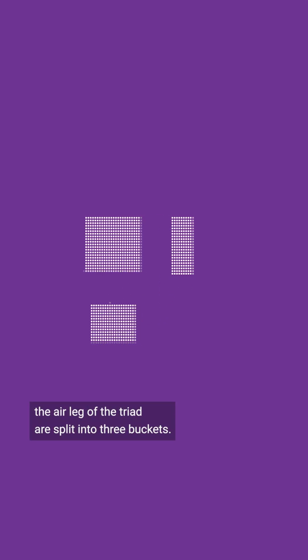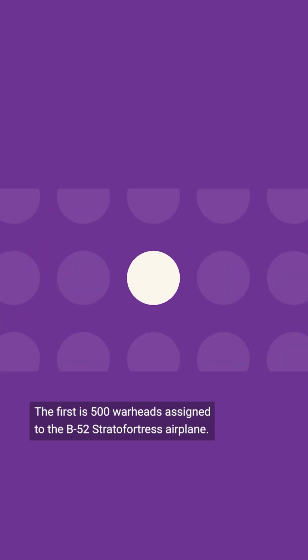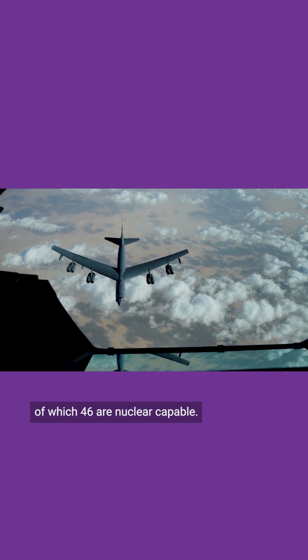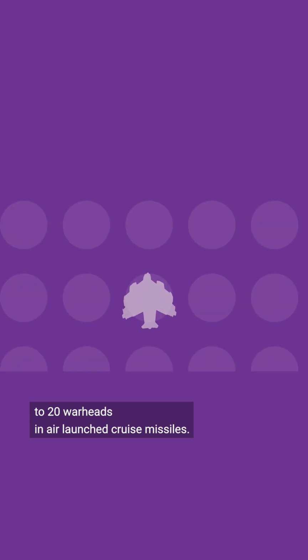The 980 warheads that make up the air leg of the triad are split into three buckets. The first is 500 warheads assigned to the B-52 Stratofortress airplane. The US has 76 B-52 bombers, of which 46 are nuclear capable. Each of those nuclear-capable bombers can carry up to 20 warheads in air-launched cruise missiles.